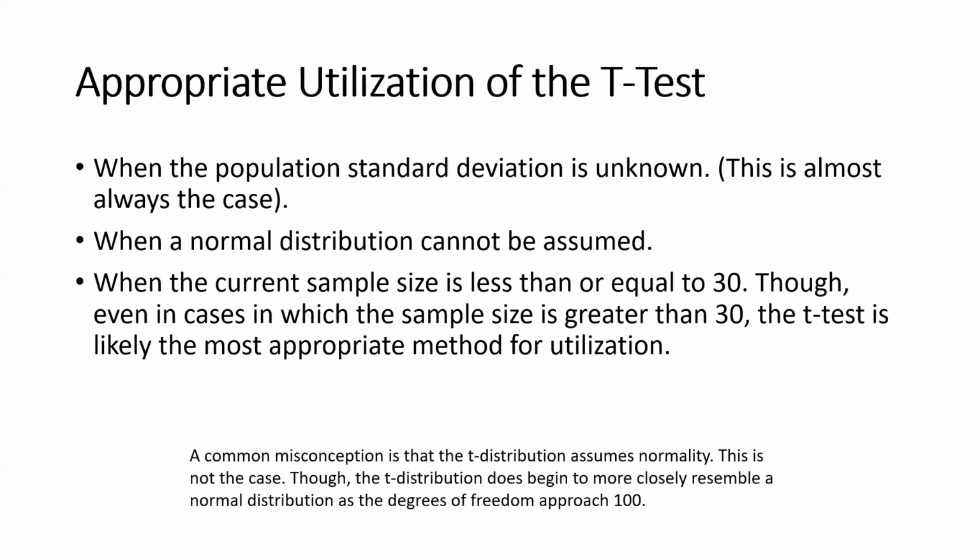A common misconception is that the t-test assumes normality. This is not the case, though the t-distribution does begin to more closely resemble a normal distribution as the degrees of freedom approach 100.